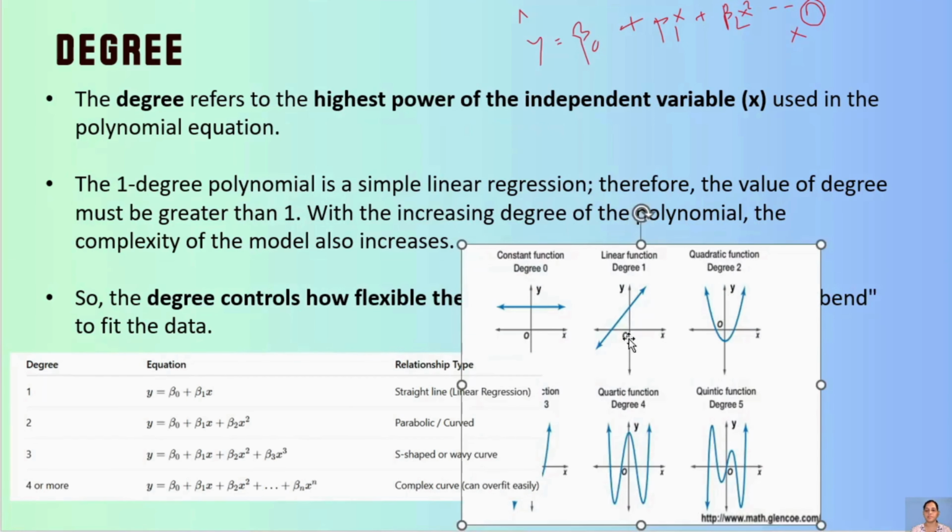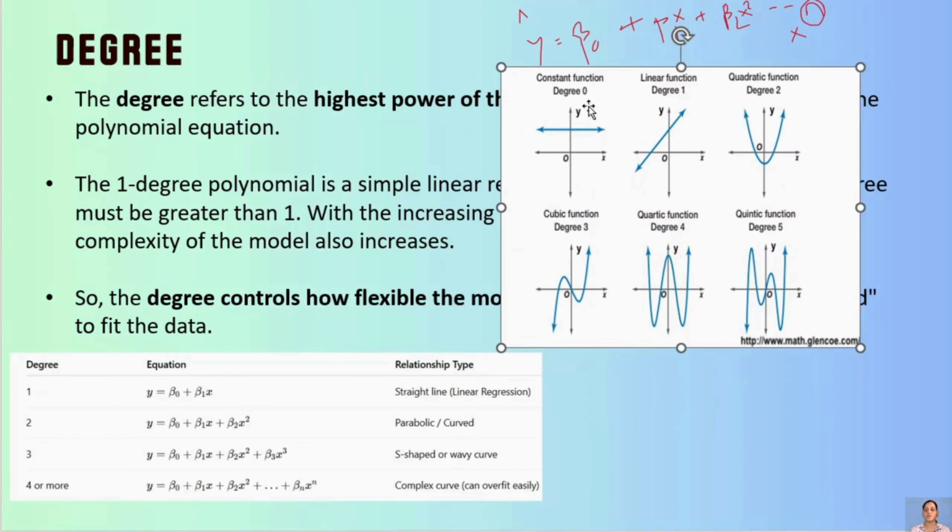Let me maximize this image. So if you see, this is degree 0, that means it's a straight line, right? Then degree 1, this is a linear function. Then degree 2, this is your quadratic function. And with degree 2, usually we are considering it for polynomial because this is the trend of the data most of the times you are seeing. And this is cubic function, degree 3. This is quartic function, this is degree 4. It's like a sine curve we are getting. And this is quintic function or degree 5. And this is how the trend goes, right?